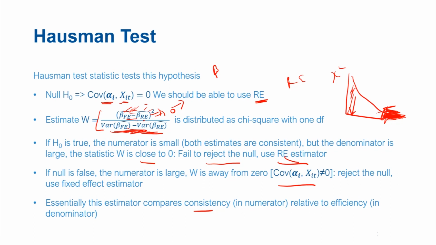If we fail to reject the null, then we consider both the statistics, fixed effect and random effect, as consistent, and therefore we go ahead with random effect for its efficiency. However, if we reject the null, then we believe that not only is fixed effect consistent, random effect is inconsistent and way out of the mark, and therefore we go ahead with the fixed effect estimator.